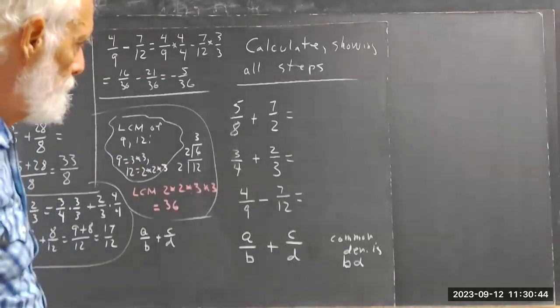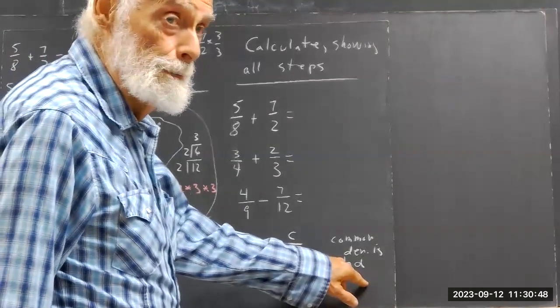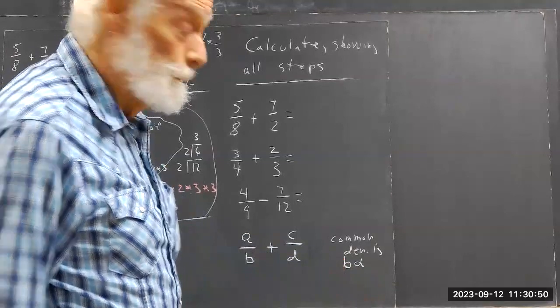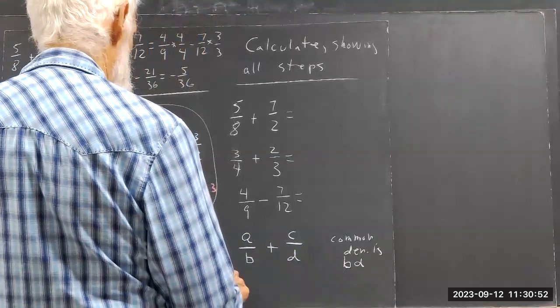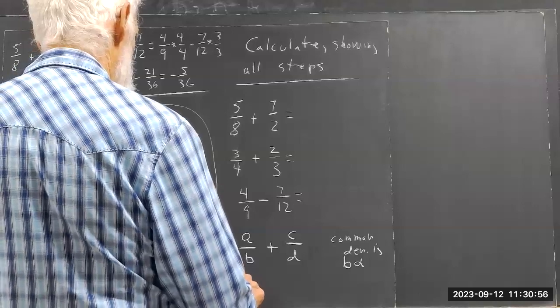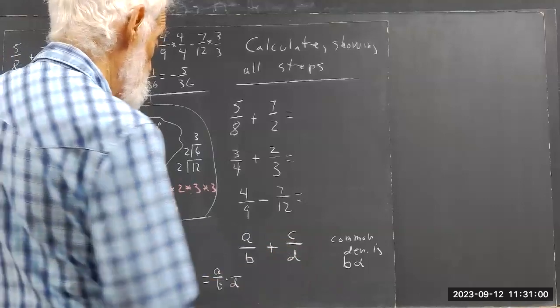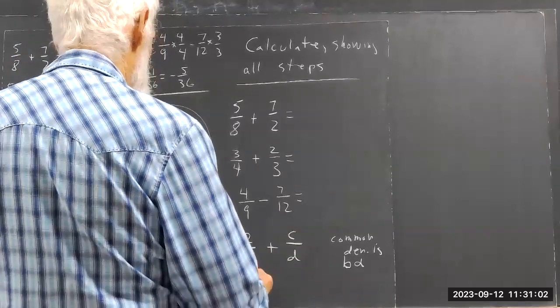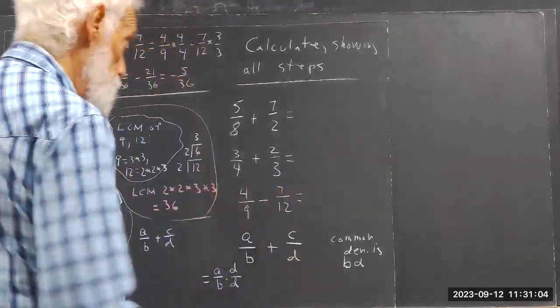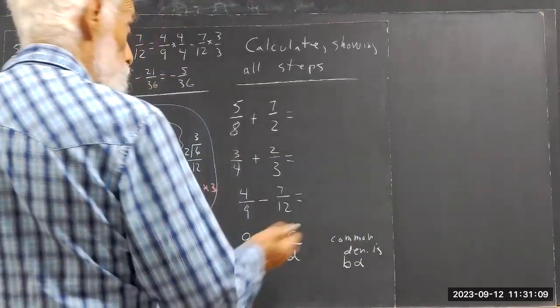So what would I multiply B by in order to get BD? I have to multiply by D, right? We've got to multiply by D to get the common denominator. We multiply the denominator by D. We multiply the numerator by D, so that we're multiplying by 1. And D over D is 1.